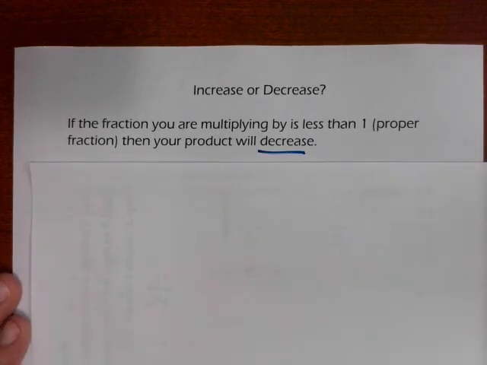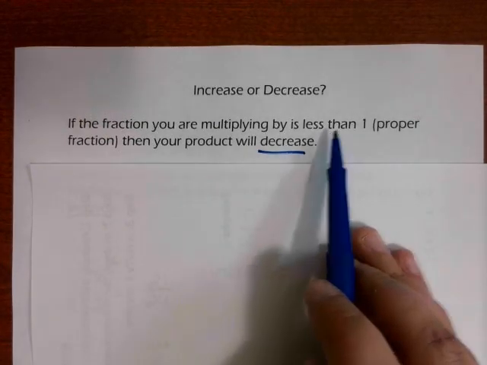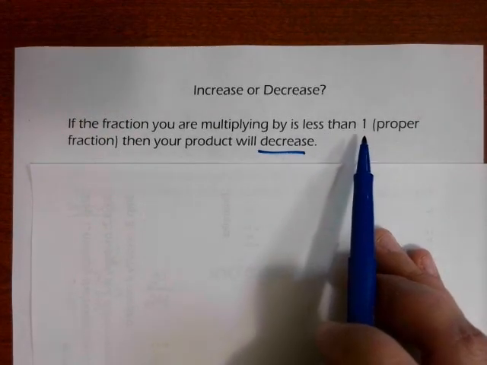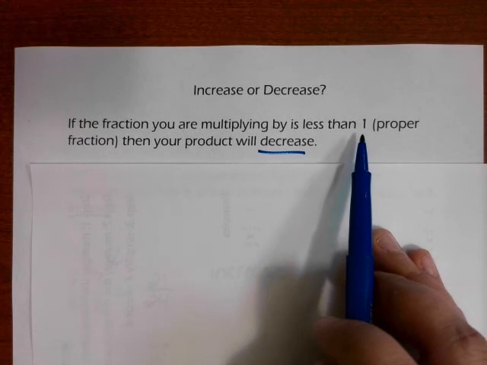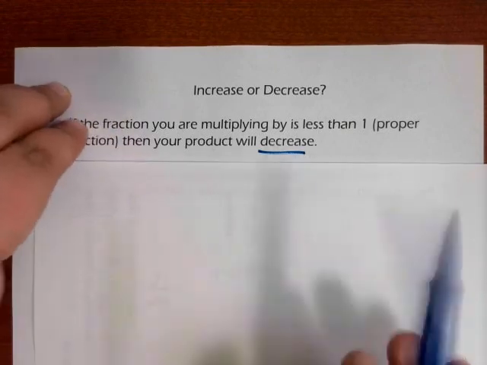So if the fraction you are multiplying by is less than 1, meaning it's a proper fraction, then your product will decrease. And that makes sense. If I'm multiplying by, let's say, 1/2, which is less than 1, when you multiply by 1/2, you're taking away half of it. So it does make sense that then my answer would decrease in value.